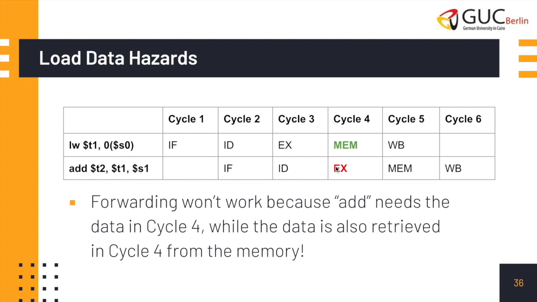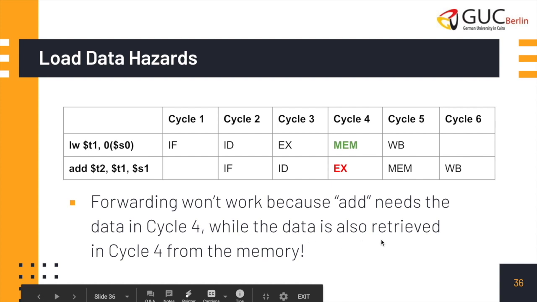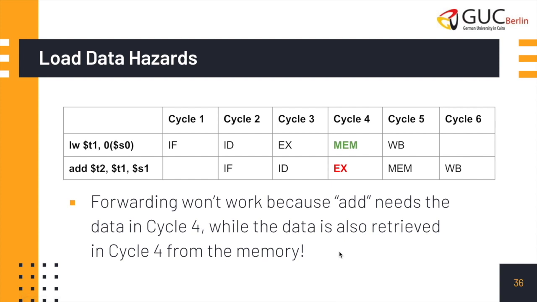But in this case, I cannot forward because the data is not yet ready. So forwarding won't work because add needs the data in cycle 4, while the data is also retrieved in cycle 4 from the memory. So we have here a problem, and forwarding will not work. Therefore what? Therefore we need to stall.